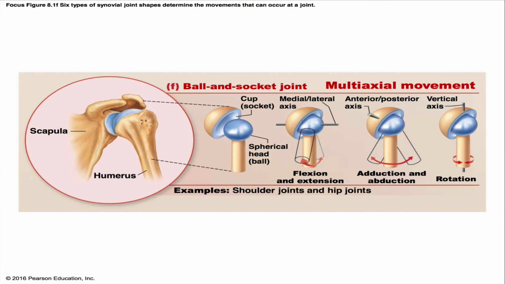So the movements that you get over here: along the medial lateral axis, you get flexion and extension that takes place. Along the anterior posterior axis, you'll get adduction and abduction that takes place, and then along the vertical axis, you end up getting a rotation that takes place. So again, this type of joint provides the most movement out of any other type of synovial joint.